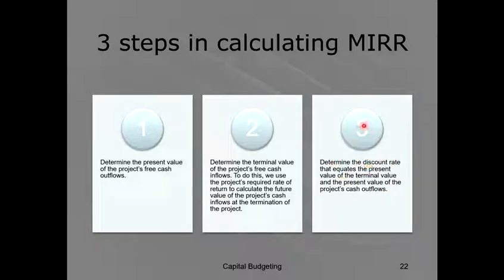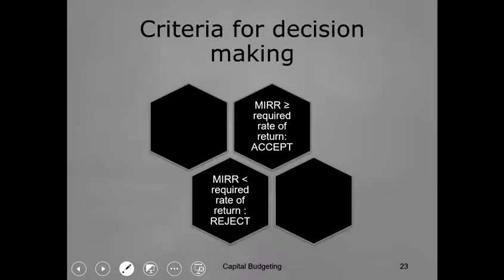So, apa itu MIRR? Actually, kita nak cari rate. Okay, nak cari rate. So, bila kita kira MIRR, kita akan decide whether to accept or not the project is if the MIRR is more or equal to the required rate of return, then we need to accept it. If our MIRR is less than the required rate of return, then we need to reject it.